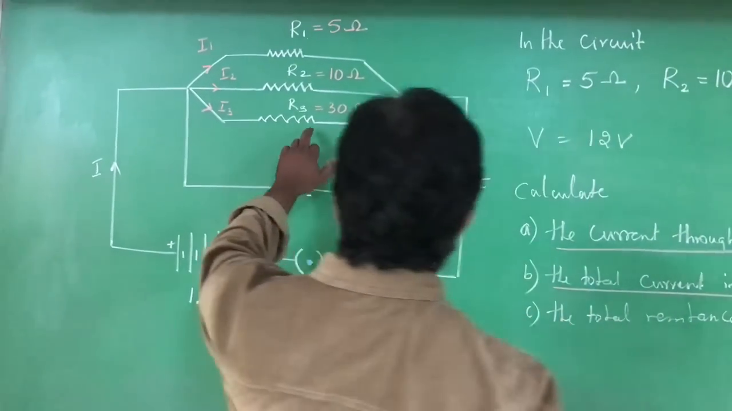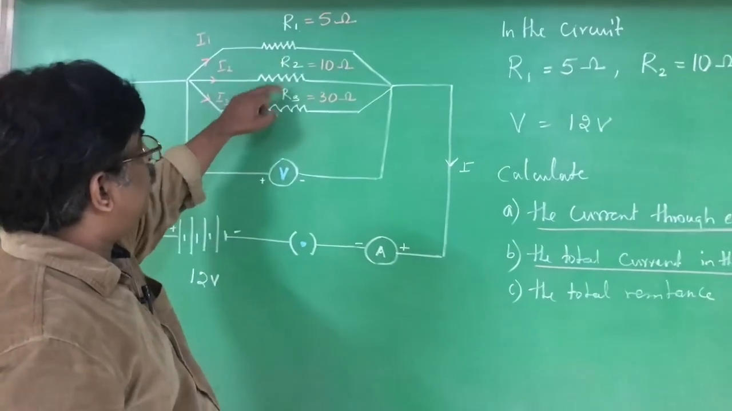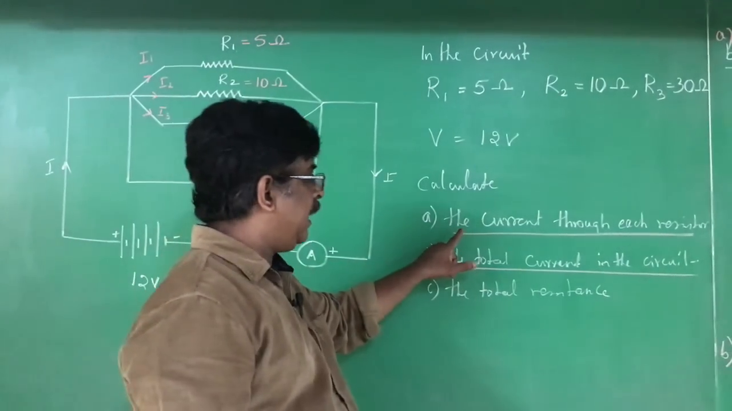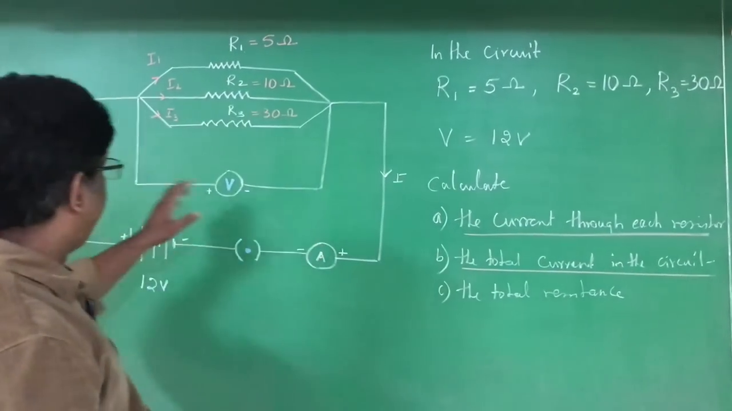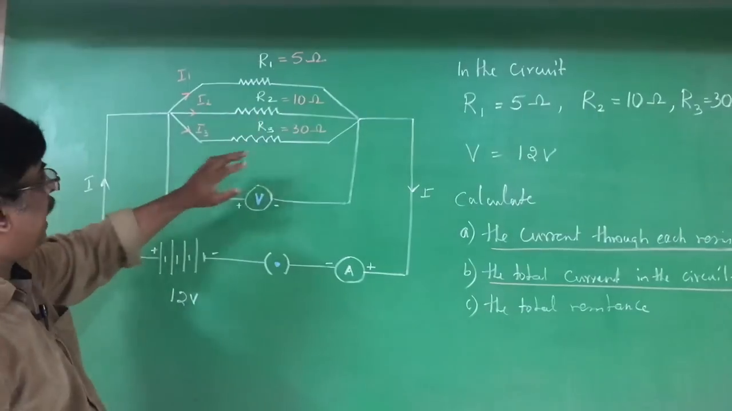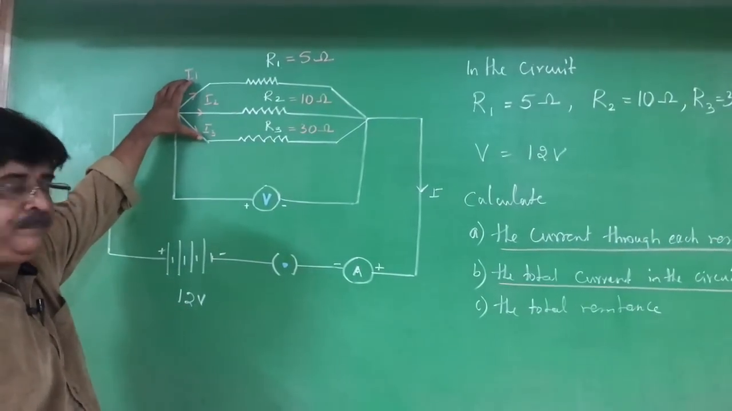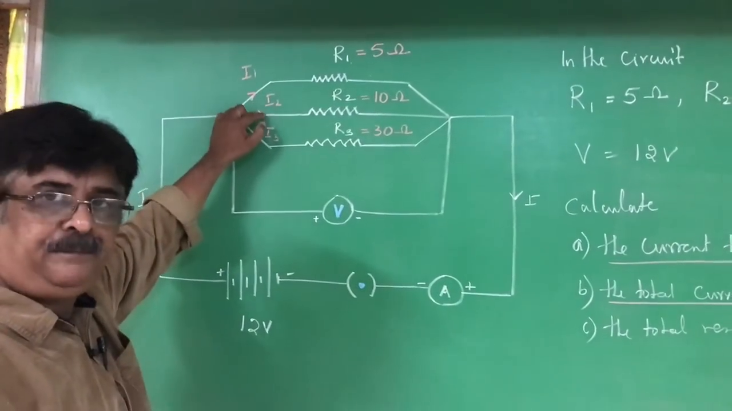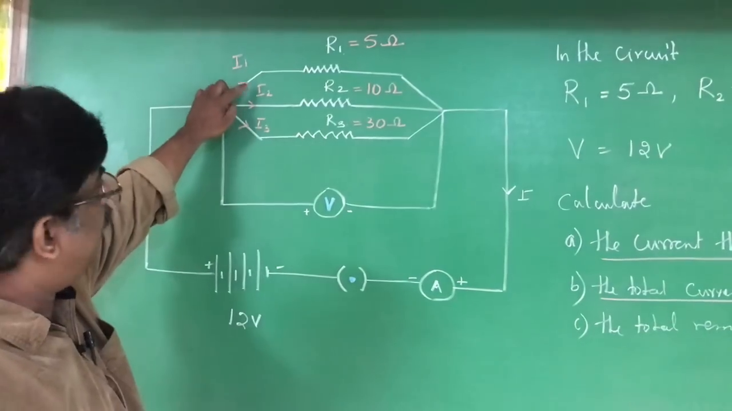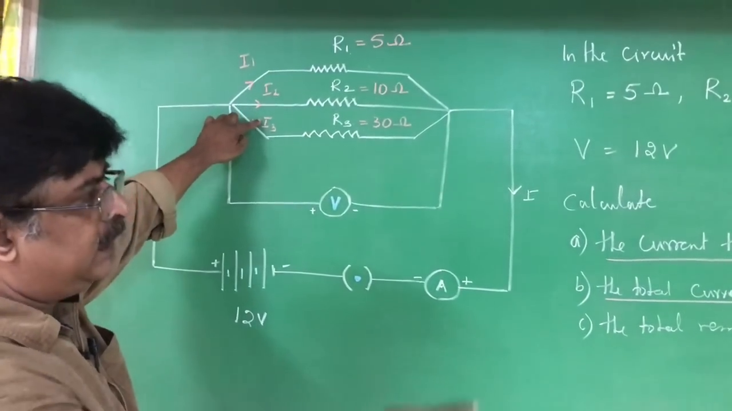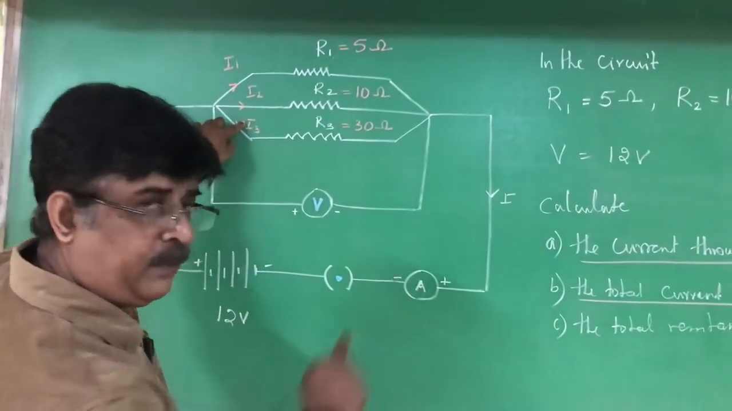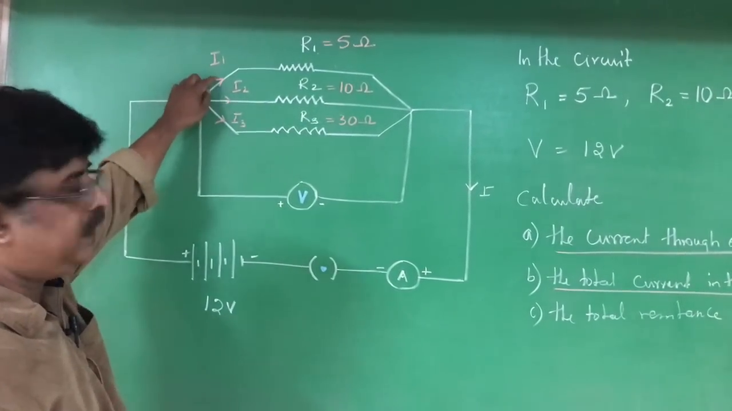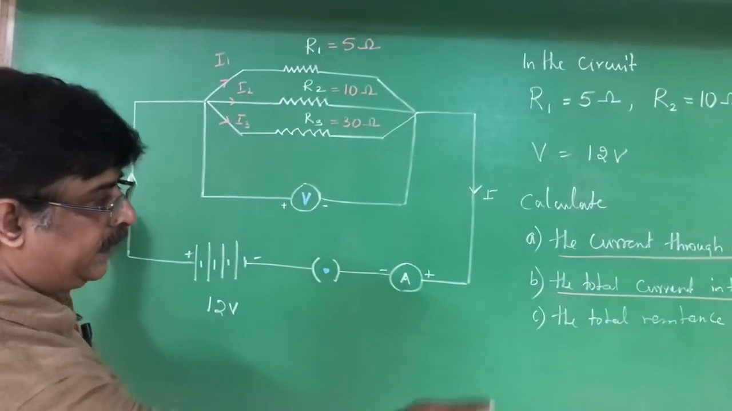See, in this problem, R1, R2, R3 are given and they are connected in parallel. The first thing is you have to find the current in each resistor. We all know that when resistors are connected in parallel, the current divides into I1, I2, I3. We can calculate them by using Ohm's law. I calculated I1, I2, I3 as 2.4, 1.2 and 0.4. To calculate I, we have to add these three. I got it as 4.